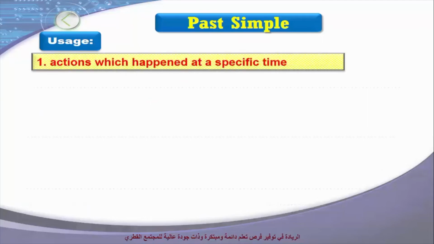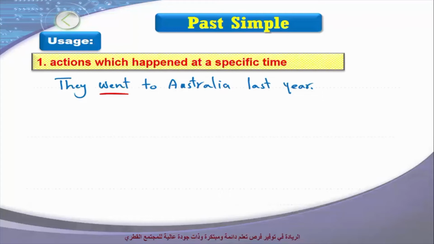Number one, actions which happened at a specific time. Look at this example. They went to Australia last year. And notice the words last year. This one is a specific time. So if I ask when, the answer is, yes, last year.